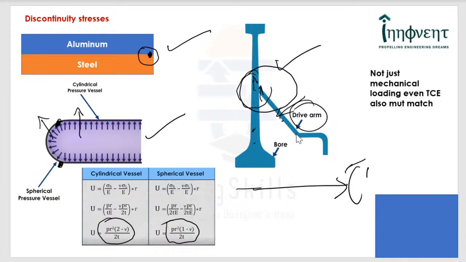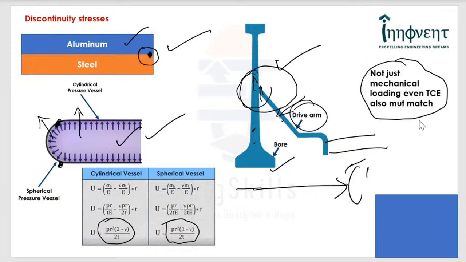So the disc is growing, and the drive arm is also growing, and the drive arm is attached to a shaft for transmitting power. Here it is not just the mechanical loading. I spoke about centrifugal loading for the disc and drive arm, and I spoke about pressure loading. Here maybe the bending loading, but it can be the temperature also, because if the two components do not have the same thermal coefficient of expansion, even thermal mismatch can arise. So that is also very important.